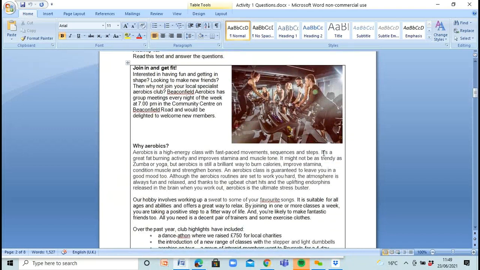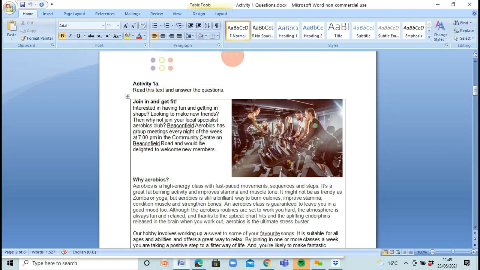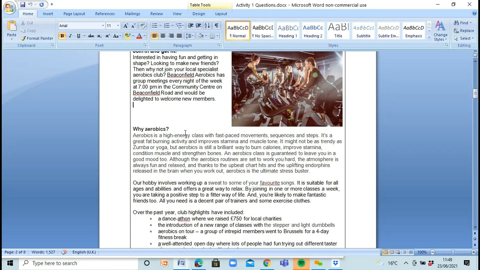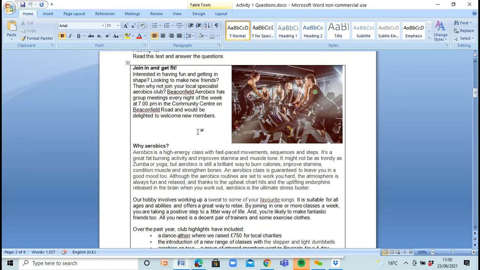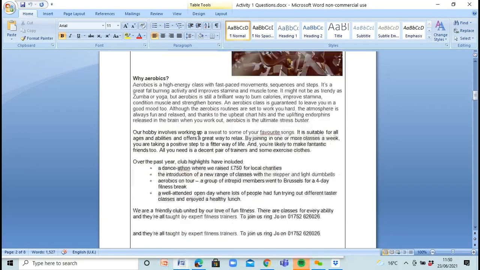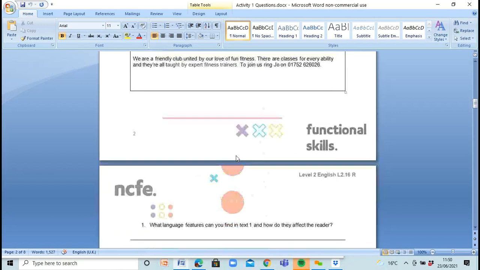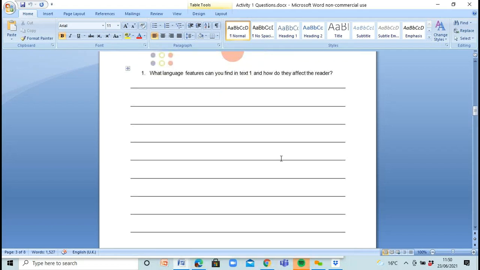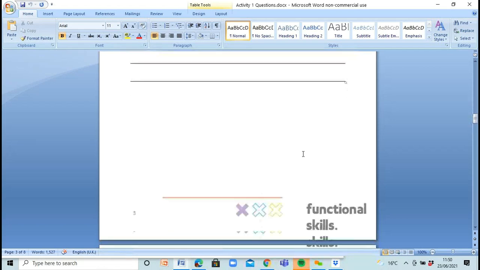Some of you will actually recognize that we've looked at this particular advertisement before. So it's Join In and Get Fit. So we're going to read this text and then we're going to answer the questions. So what I want you to do is go over this later on in your own time as well, but we'll work on it together now, and I might just read it out for us. We've got 10 minutes. So we're going to answer these questions. What language features can you find in text 1 and how do they affect the reader? So we'll go over that in a moment.